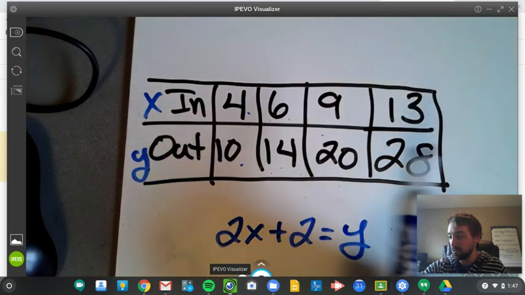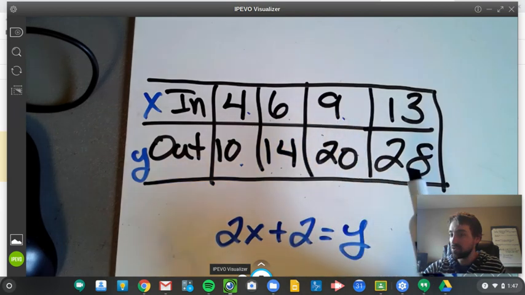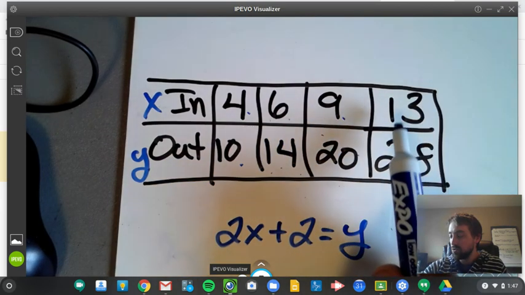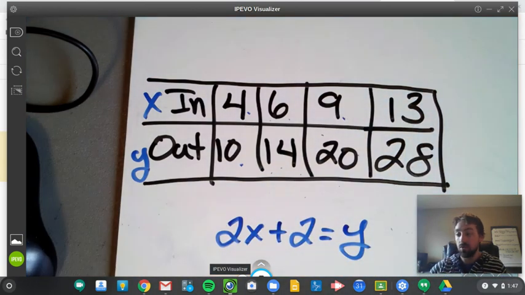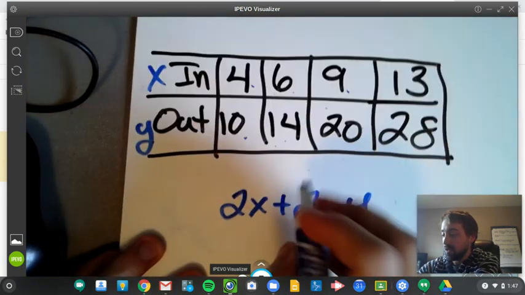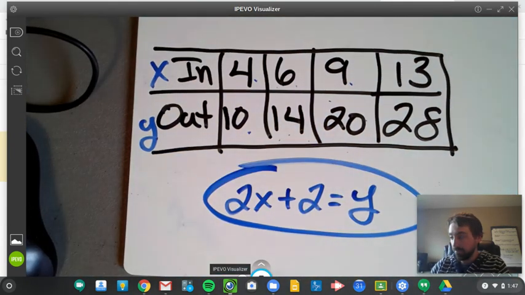Let's try the others. 2 times 9 is 18, plus 2 gives us 20. Looking good so far. 2 times 13 is 26, plus 2 gives us 28. So this is our rule. It is a two-parter. 2x plus 2 equals y.